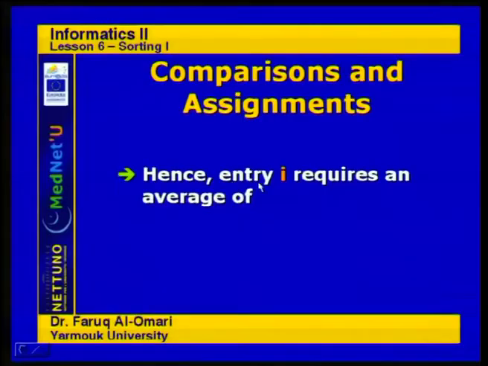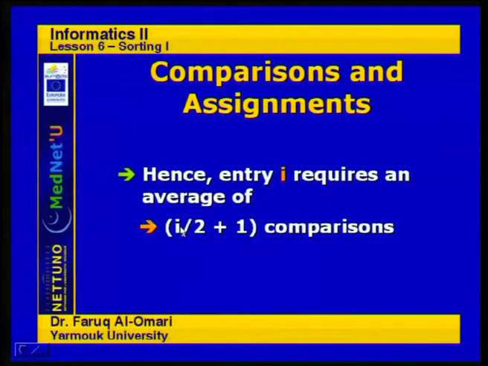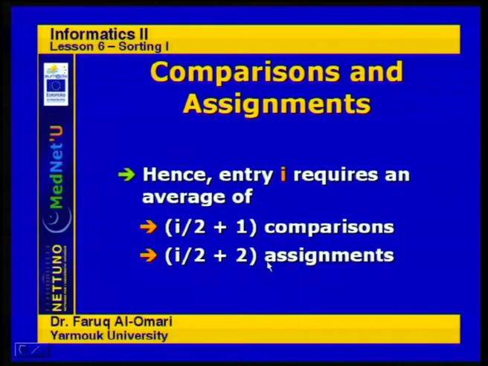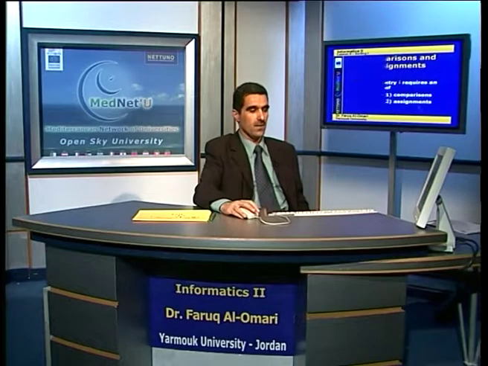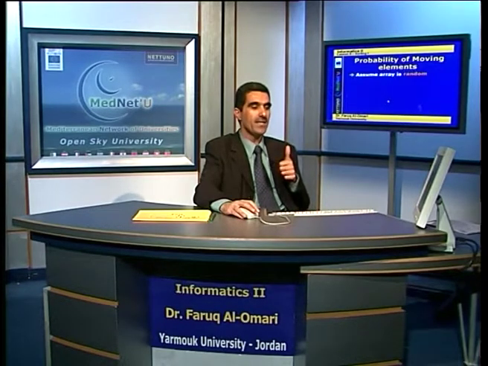Hence, entry I requires an average of I divided by 2 plus 1 comparisons. That's the average which we just calculated, plus this outside the loop. And the number of assignments is actually I divided by 2 as an average, plus 2 outside the loop. That's just for one entry in the array.